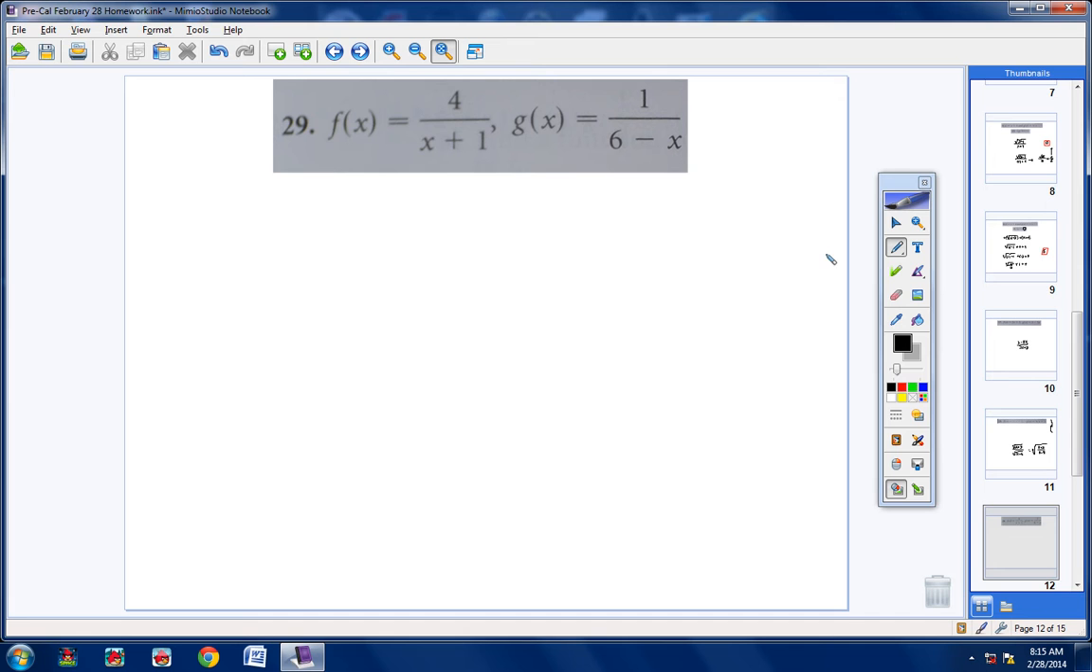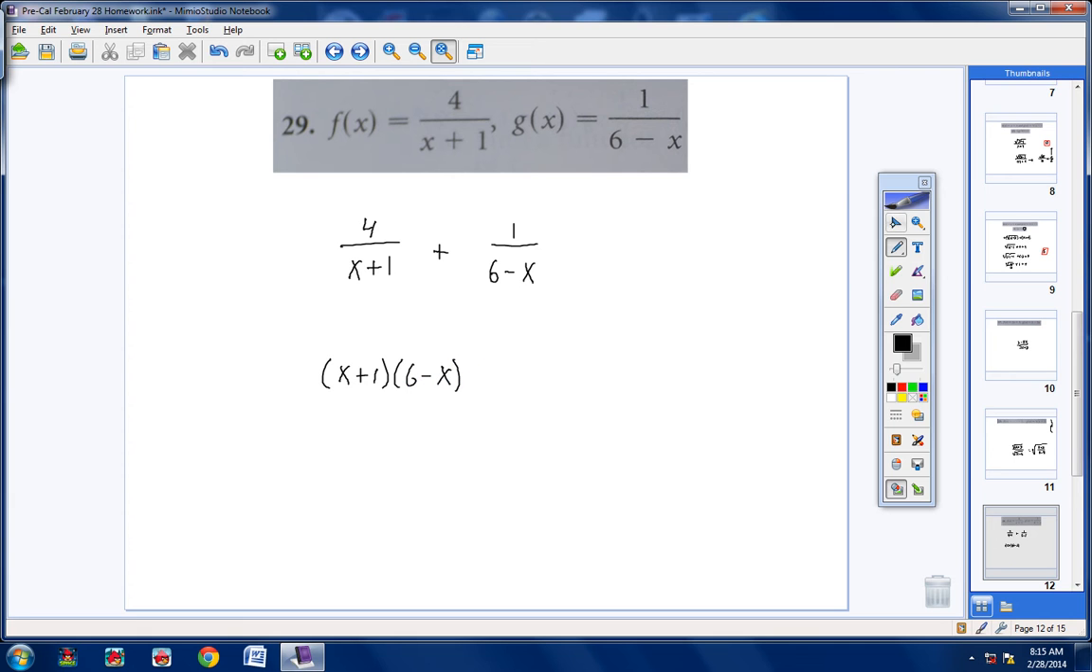Okay, we start off with f plus g. So I have 4 over x plus 1 plus 1 over 6 minus x. Okay, let's find a common denominator. Obviously your common denominator is going to be x plus 1 times 6 minus x.